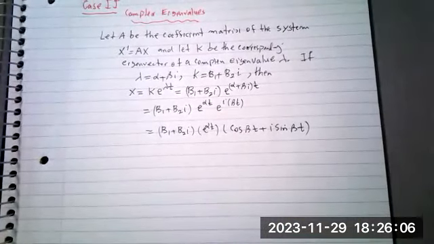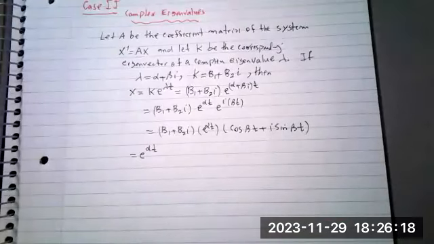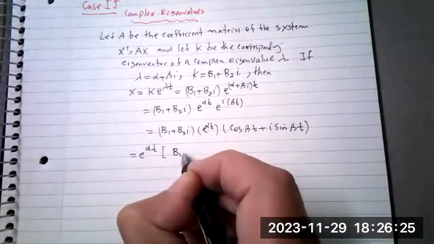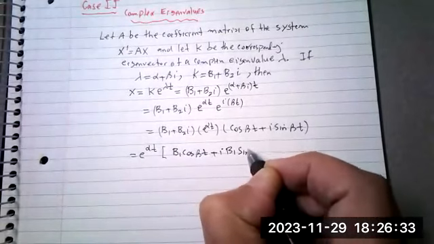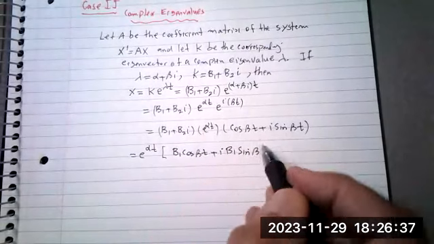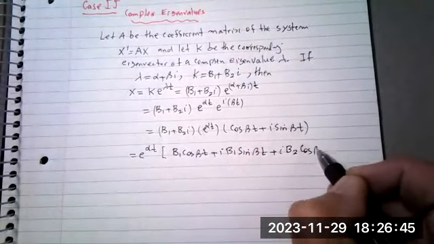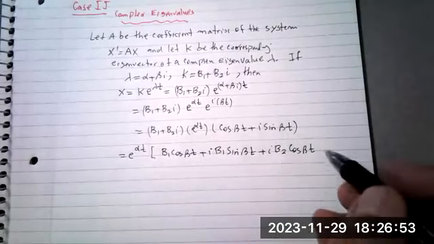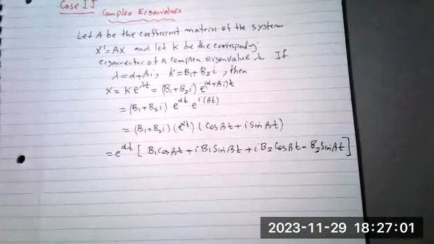Okay, I want to create that solution for you. So multiply them together. Pull out the e to the alpha t, FOIL the rest. What's going to be the result? It's going to be B1 cosine of beta t plus i B1 sine of beta t. Then i B2 cosine of beta t. And the last one would be i times i, which is i squared, which is minus 1. So that gives you minus B2 sine of beta t.